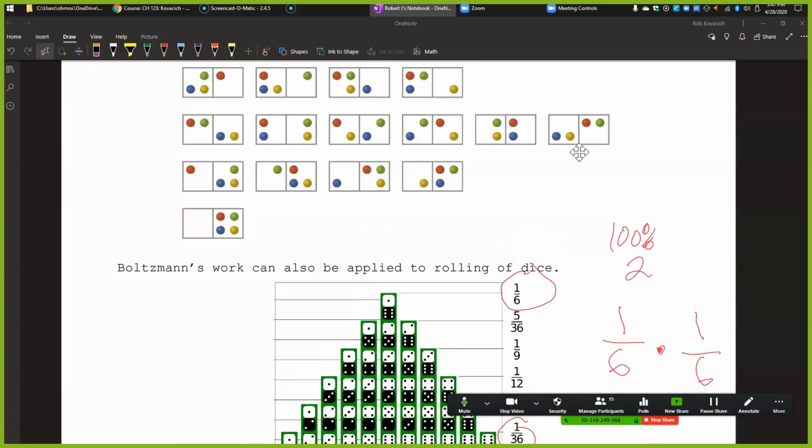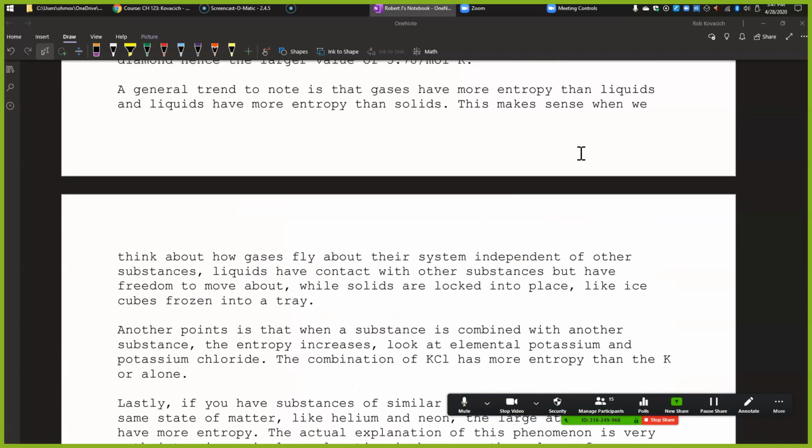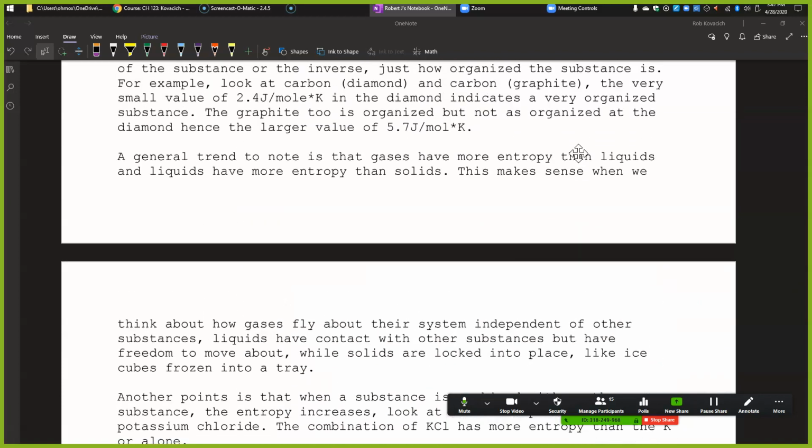So if we want to apply the chaosness to different states, what state is going to be the least chaotic? Solid, right? Yeah. The least number of possibilities for the position of the molecules is solid because they're stuck in a fixed position. The highest is going to be gases because they're flying around inside the container and they can be anywhere. And liquids are going to be somewhere in the middle.